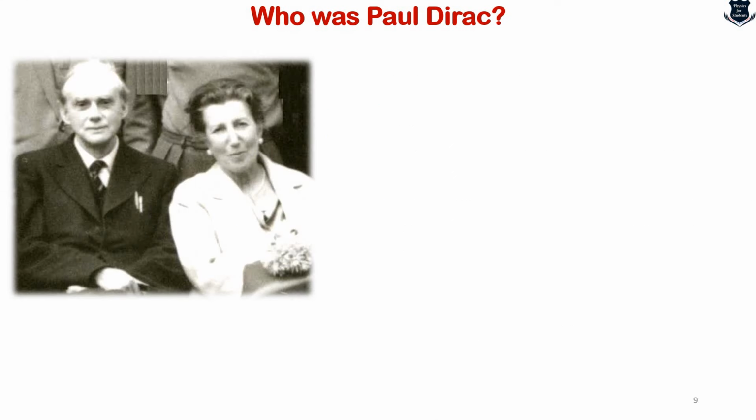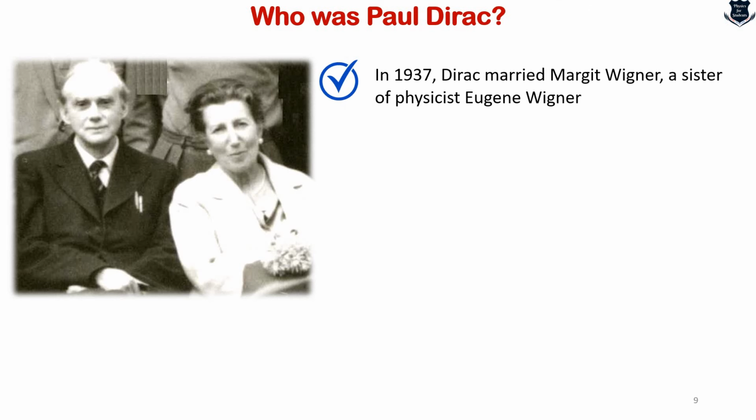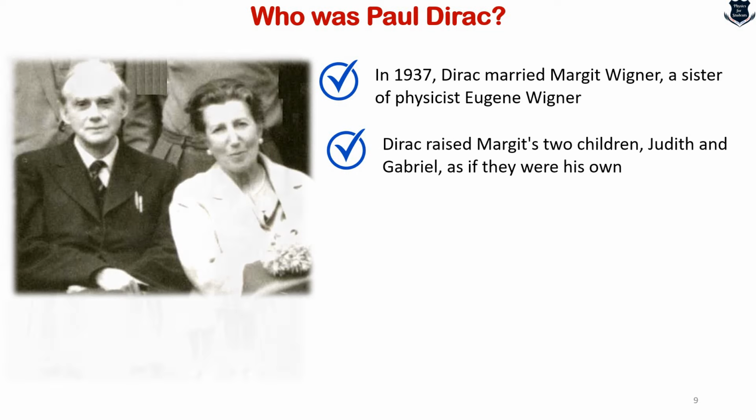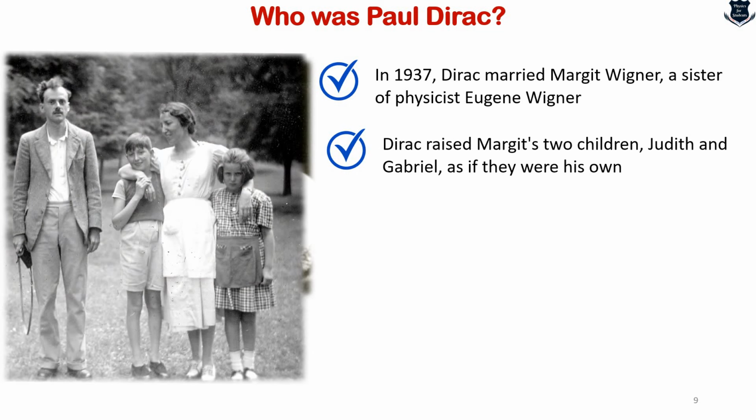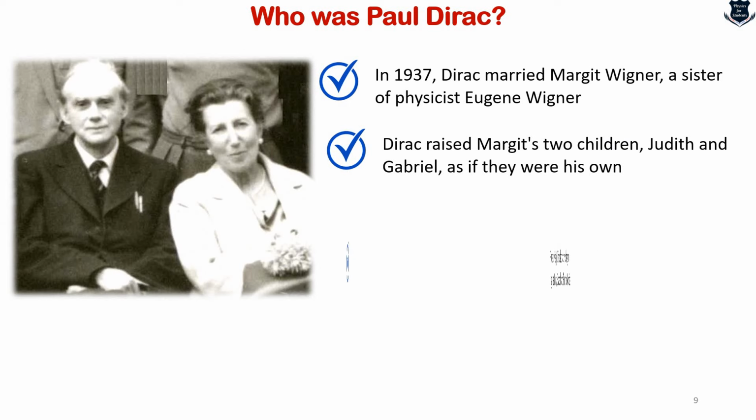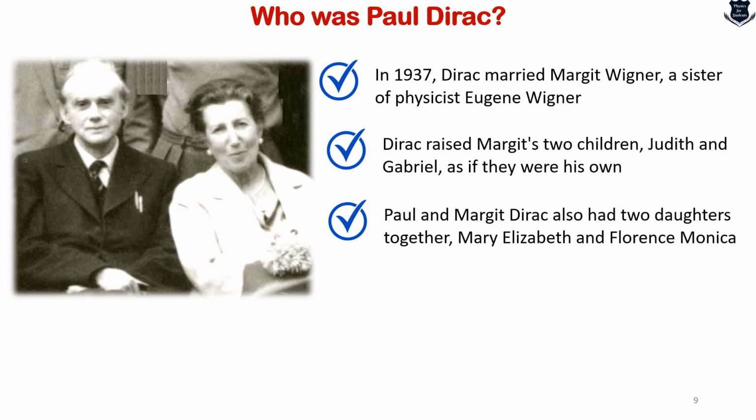In 1937, Dirac married Margit Wigner, a sister of physicist Eugen Wigner, and a divorcee. Dirac raised Margit's two children, Judith and Gabriel, as if they were his own. Paul and Margit Dirac also had two daughters, Mary Elizabeth and Florence Monica.